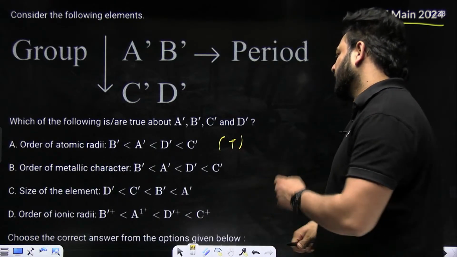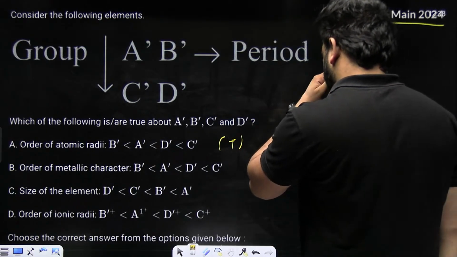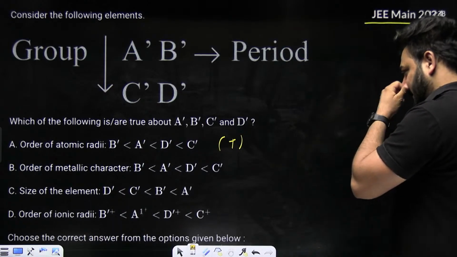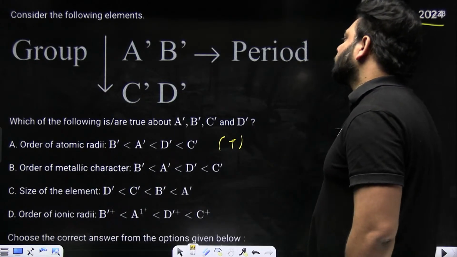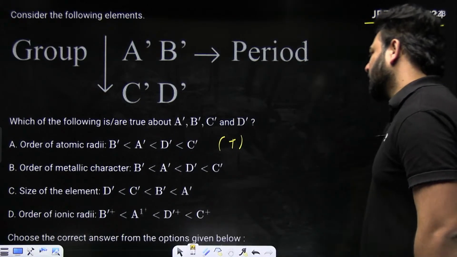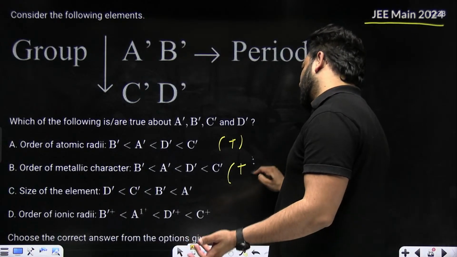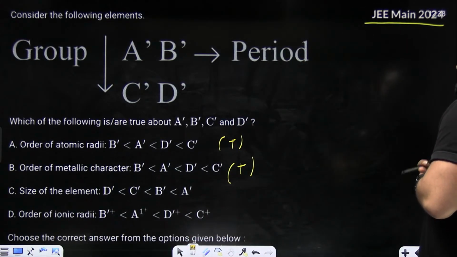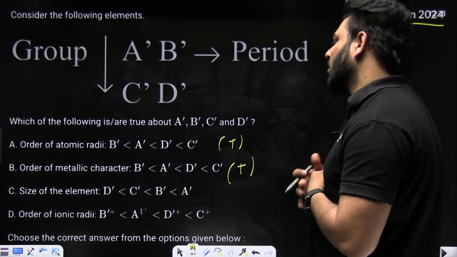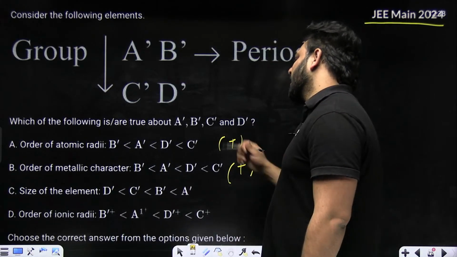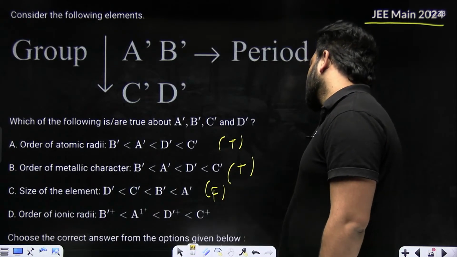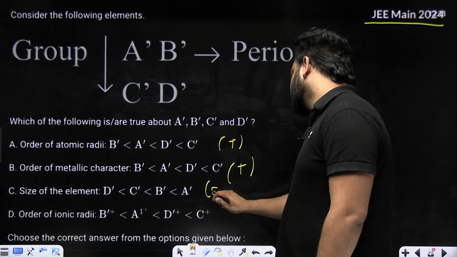Metallic radii, we have metallic character. C and D will have more metallic character than A and B. So B has less than A, correct. I think this is also true, but not typically I can comment about anything. The size of the element and the order of atomic radii are the same, and A cannot have that. This is a false statement, or we can say this is incorrect.